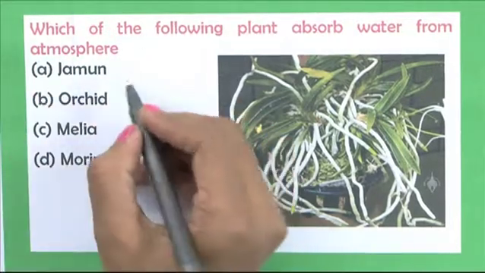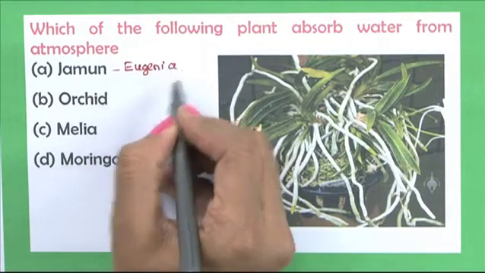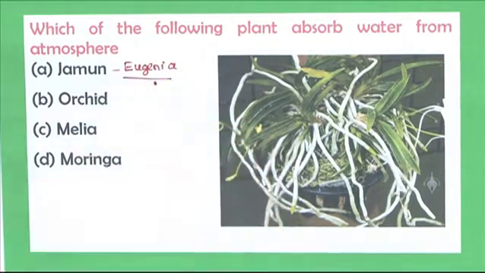If you want to know the botanical name of this, it is called Eugenia. Let it be, the species will write. Jamun is a common name, therefore they have given it as jamun. Eugenia jambolana is the blue color fruit, right. So, now among all the four, which one actually absorbs water from the atmosphere, right.